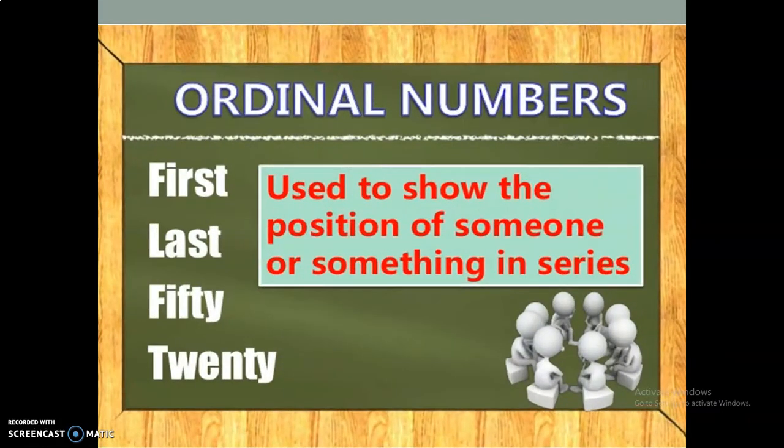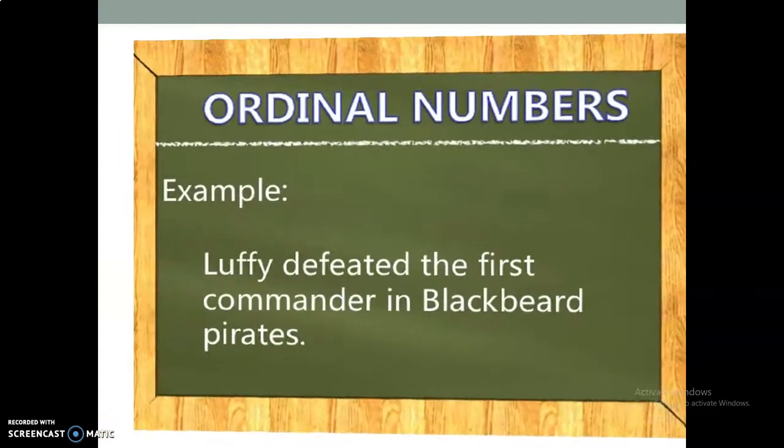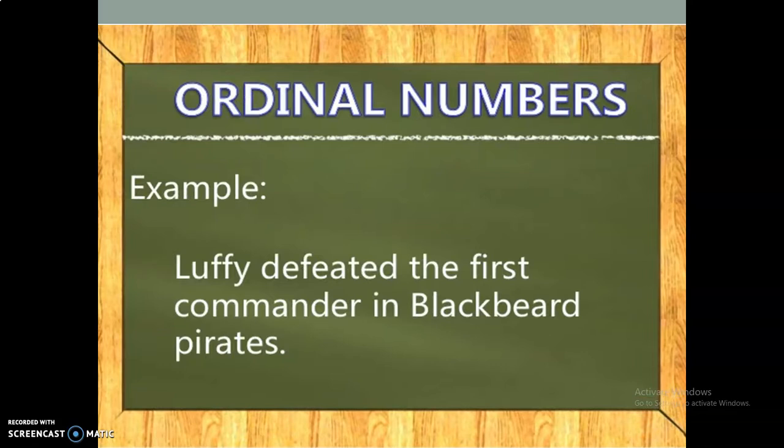Ordinal numbers are used to show the position of someone or something in a series: first, last, fiftieth, twentieth. These are the ordinal numbers. Example: Luffy defeated the first commander in Blackbeard Pirates.